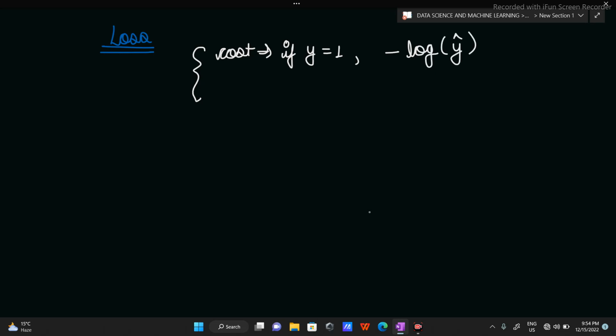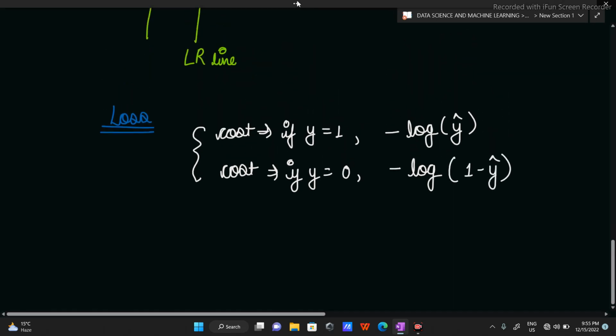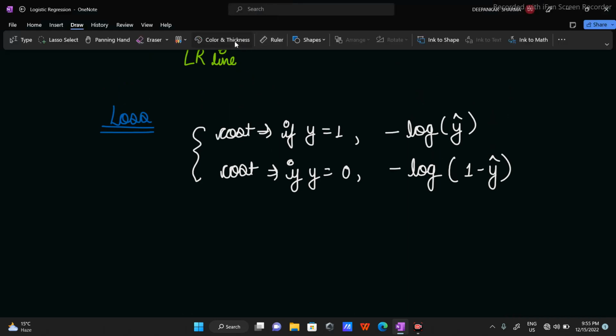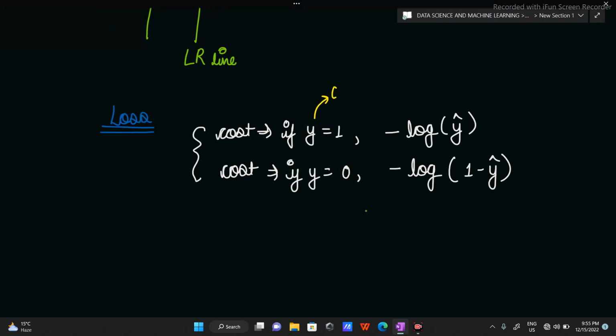I'll explain it later, but there will be another thing. Cost if y is 0, then it will be negative log of 1 minus y hat. Let me make something clear first. See this y, this y is the actual value and this y hat is predicted.